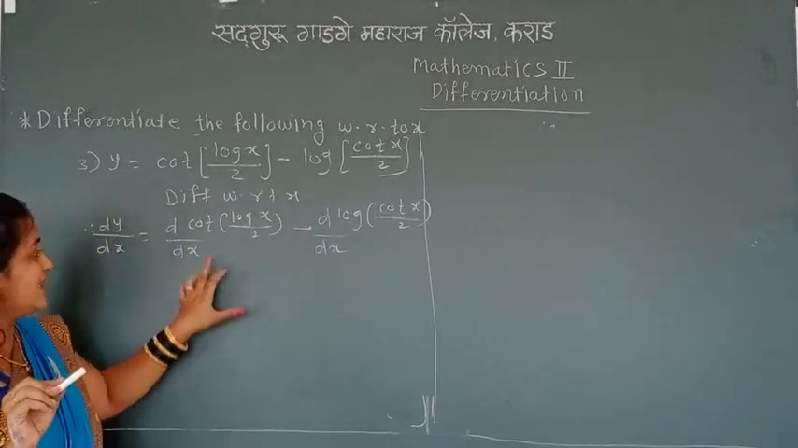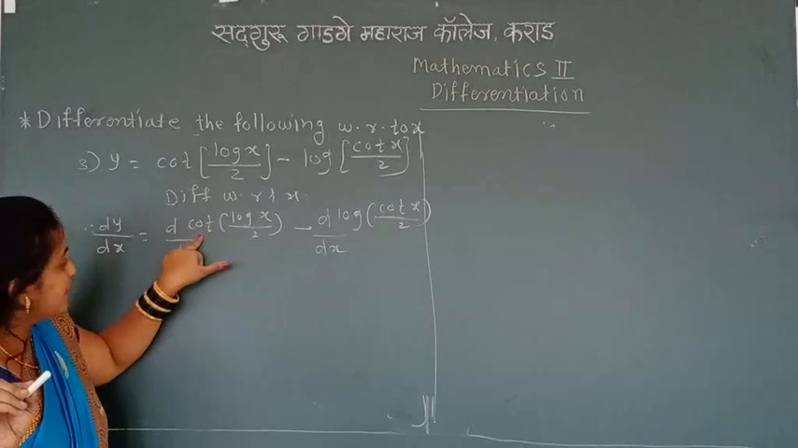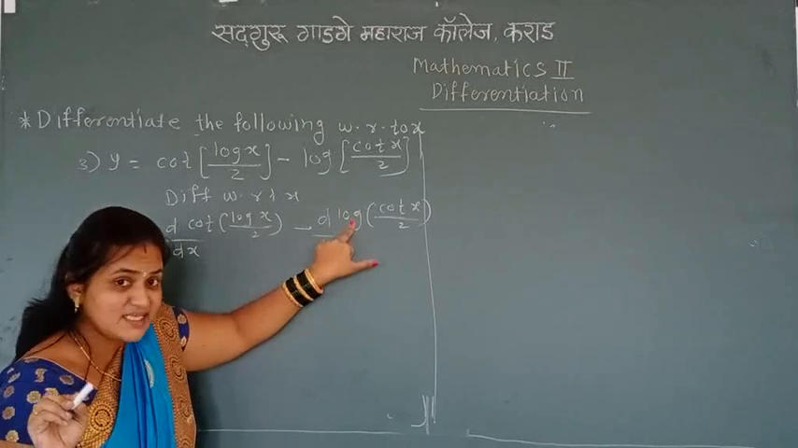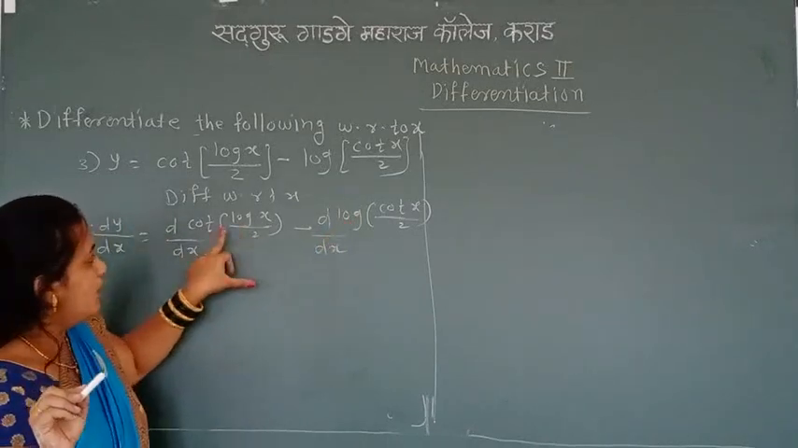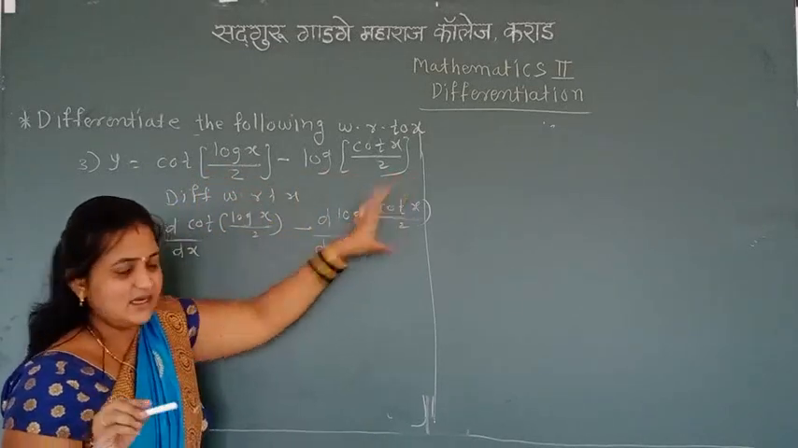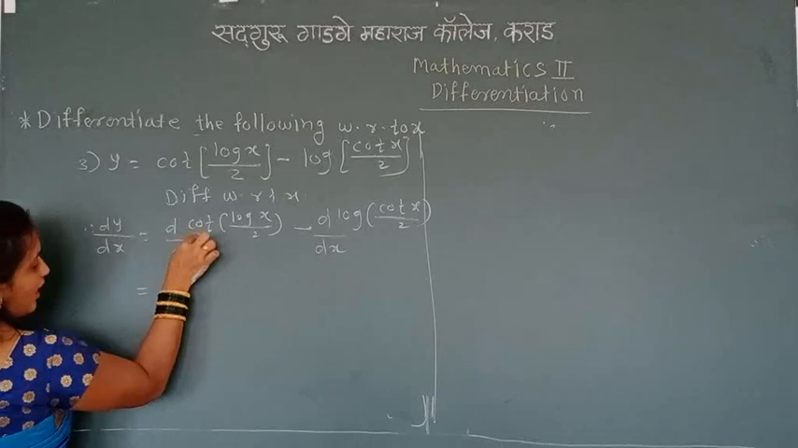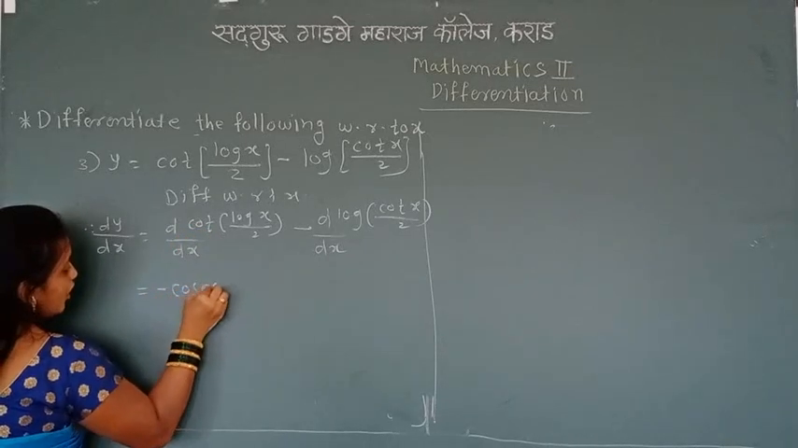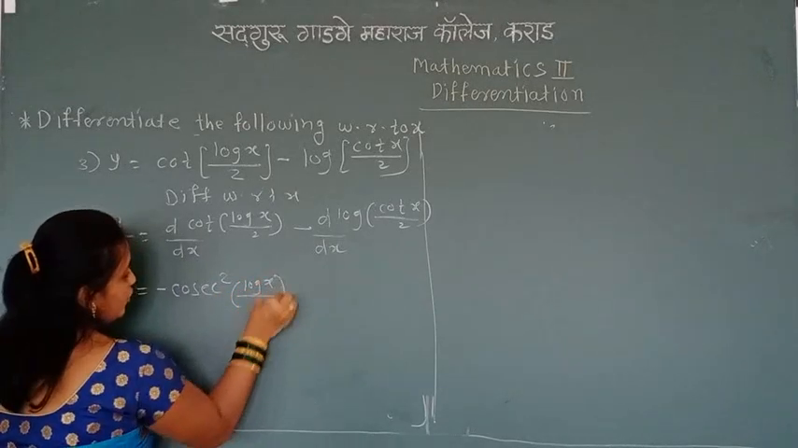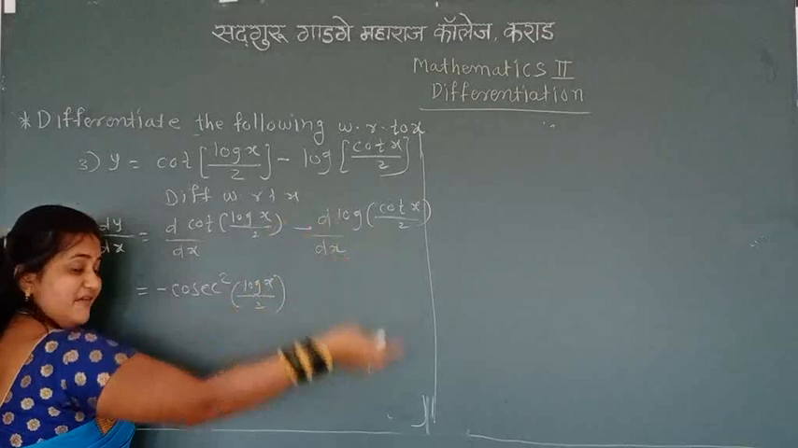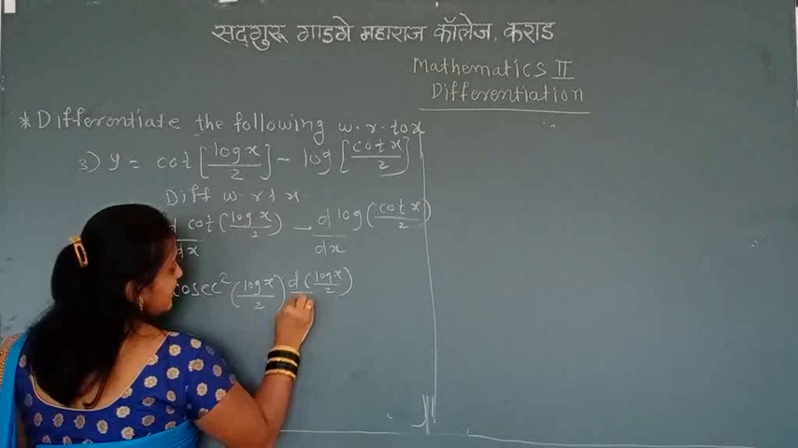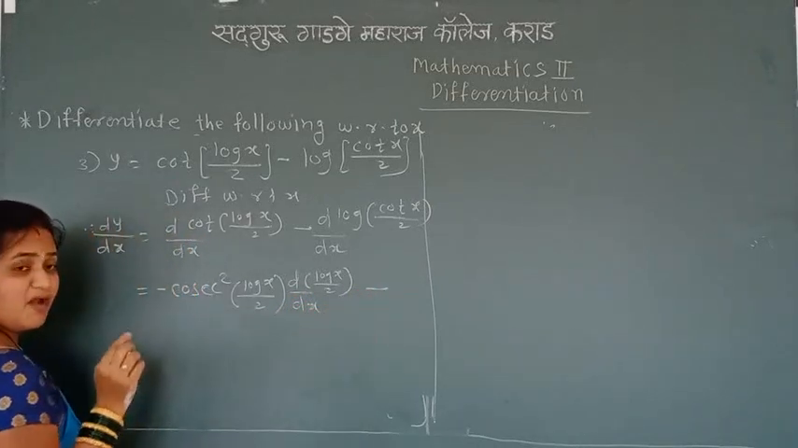So first we find the derivative of cot in standard form, which is minus cosec squared x, and the derivative of log x, which is 1 upon x. But both are composite functions, so again we take the derivative of the inner term. What is the derivative of cot, which is minus cosec squared. But what is the angle here? Log x upon 2. But this is not my x, so again we find the derivative of log x upon 2 with respect to x.